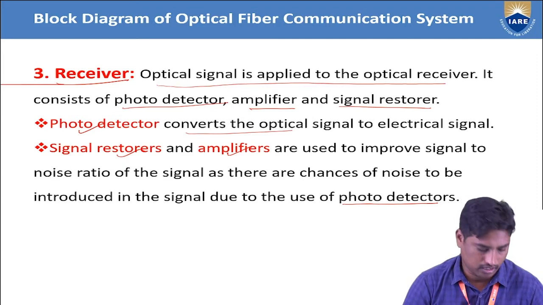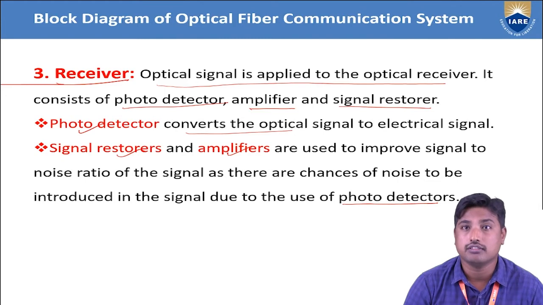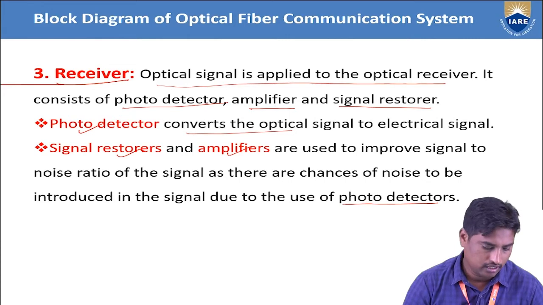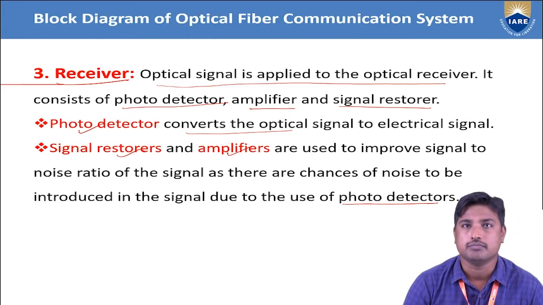Usually, there are three sections in the receiver. One is photodetector, and the second one is the amplifier and signal restorer. Amplifier and signal restorer are used to improve the signals, and photodetectors convert the optical signals into electrical signals. This is the detail in the block diagram of optical fiber communication system.